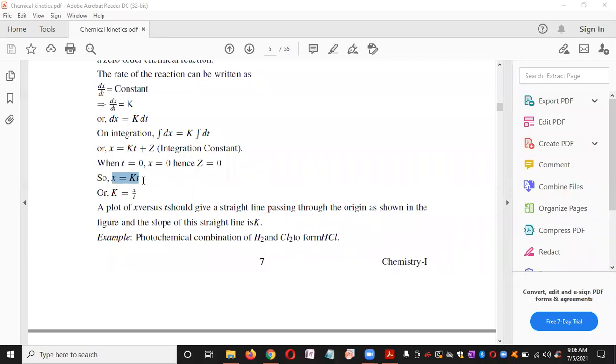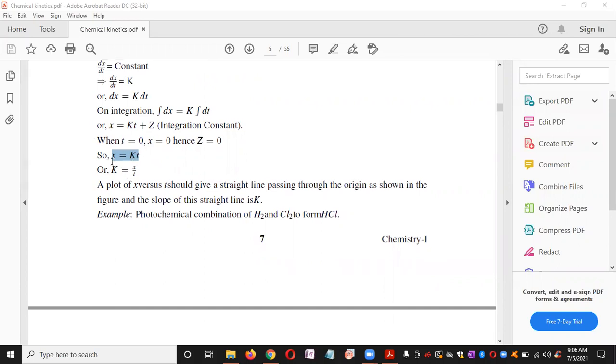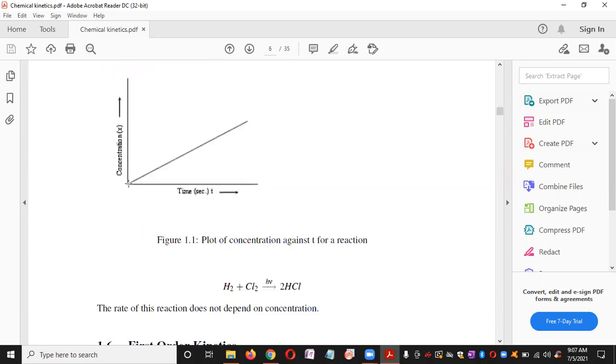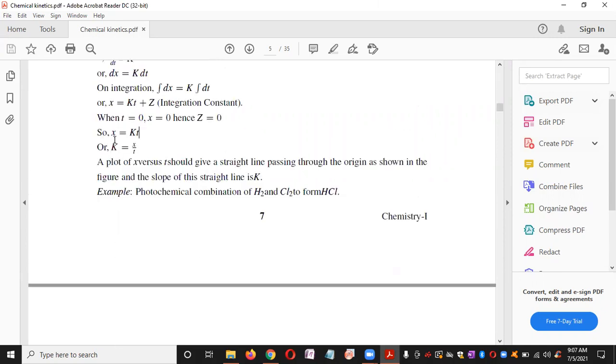Then we draw from x to y. Here we have x, and beneath x we have written y is equal to mx. So we draw a line from x to y, and here t to x. The variables we require are two, and k is the constant. When we match the formula x is equal to kt with y is equal to mx, we get this type of plot, a straight line passing through the origin. Here, beneath x we have y.